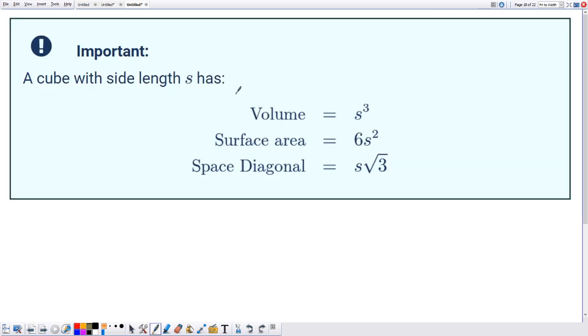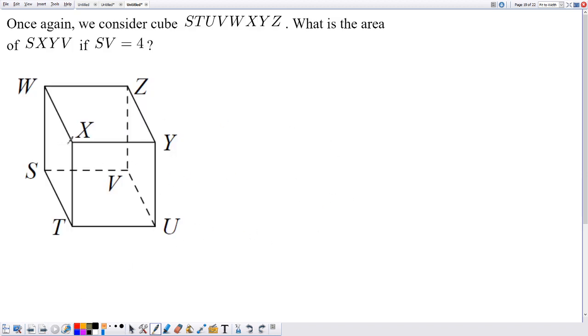We also developed these formulas for a cube, which is a prism with all equal sides with a square base, where since all the edges are the same, all the side lengths are the same, the volume is just the side length cubed, which is analogous to a square's area being the side squared. The surface area is 6 times the side squared because of the 6 faces of a cube. And the space diagonal is the side times the square root of 3. With all that information, let's see if we can solve some problems with cubes.